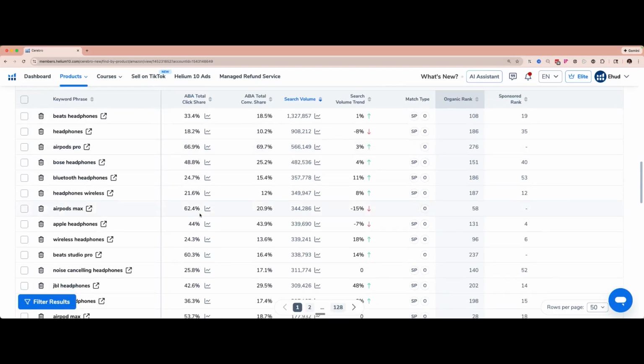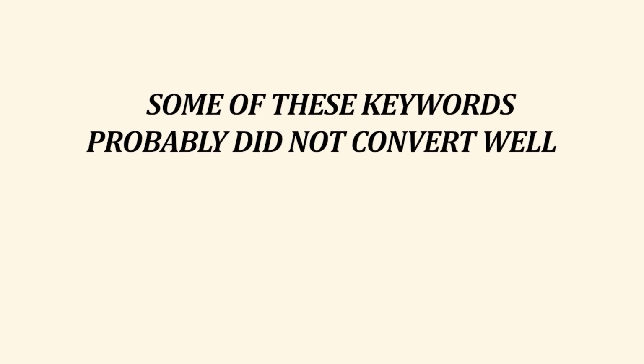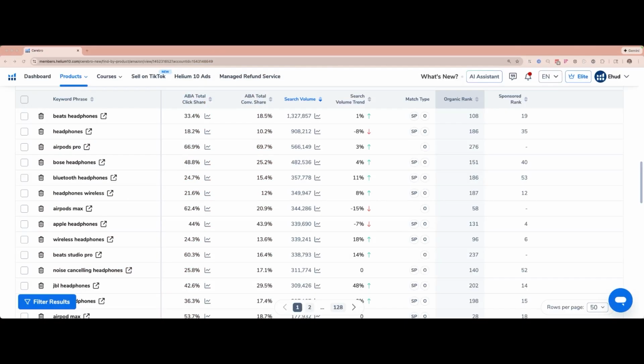If we start going back to the organic keywords that we were ranking for at that time, I want you to just keep in mind, some of these keywords probably did not convert well. Some of them probably converted well, some of them probably didn't, but they all existed in Amazon's system.